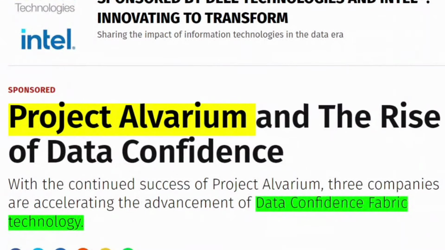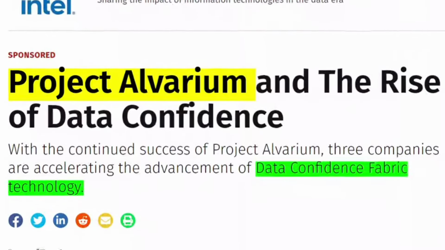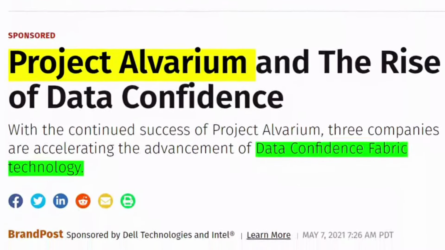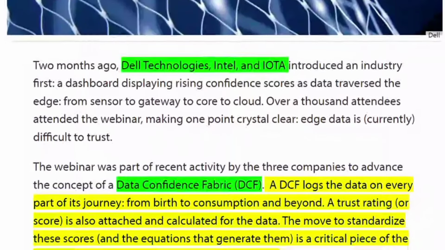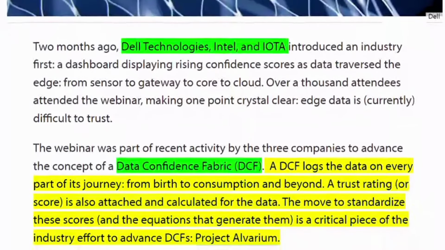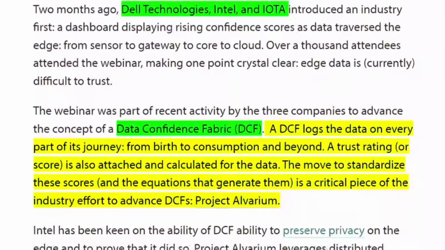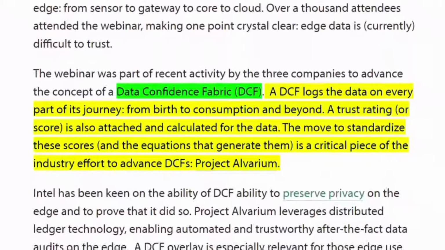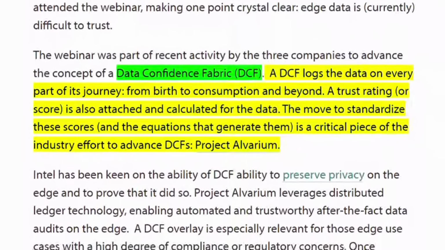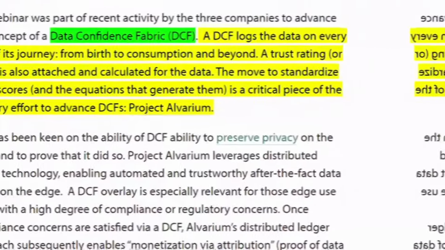When it comes to IOTA, our diagram connects IOTA to something called Data Confidence Fabric. This brings us to Project Algorand. Back in May of 2021, Dell, Intel, and IOTA introduced the DCF. The fabric essentially tracks data from point A to point B, giving a confidence rating for each stage of the data trail. Project Algorand is designed using IOTA's Tangle distributed ledger.